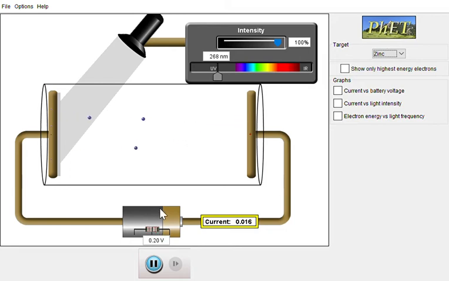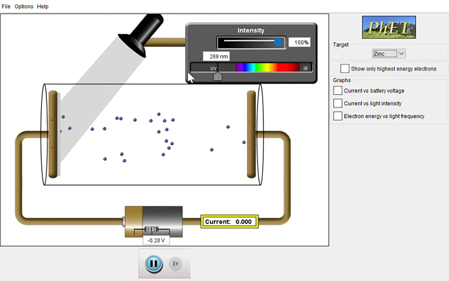So what I'm going to ask you to do in this virtual lab is to collect pairs of data for the frequency of the light used and the voltage required to bring the current to 0. So the lowest voltage required to bring the current to 0. So here we are, again, 268 nanometers, so I'll record that wavelength, and negative 0.2 volts, I'll record that potential that's required to bring the electrons to a halt.